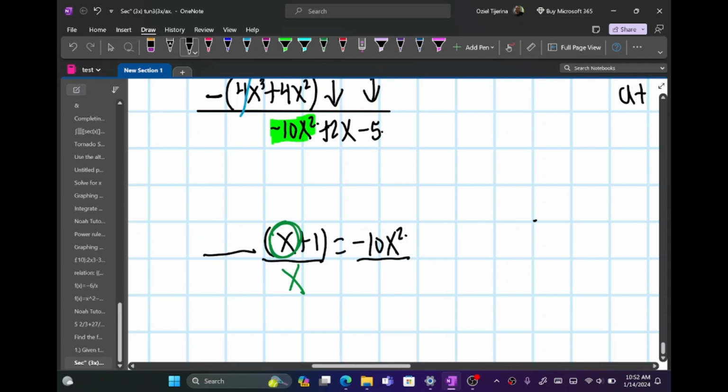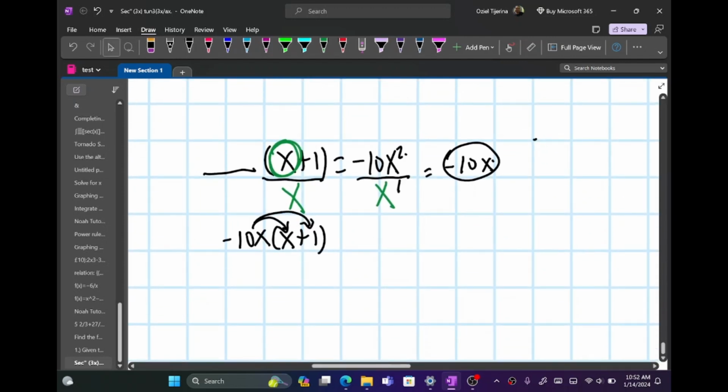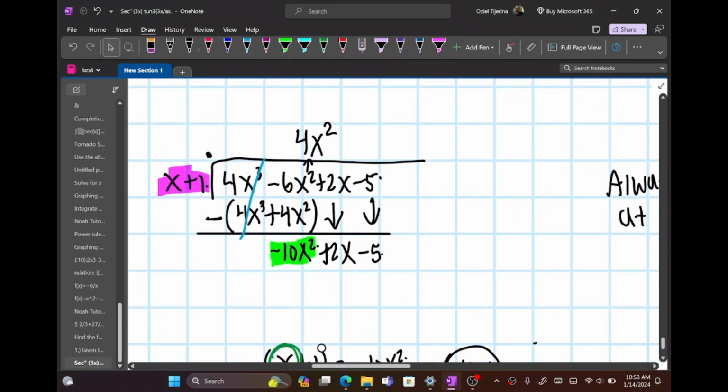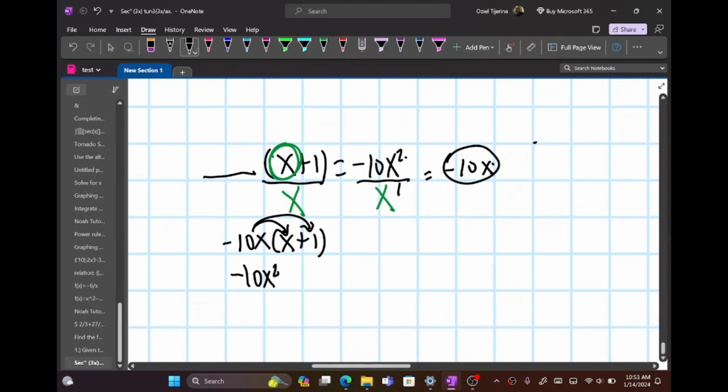This is kind of the same thing I did earlier, but in a different way. So I know that if I use laws of exponents again, this will give me negative 10x. So then I'm going to say negative 10x times x plus 1. As long as it gets rid of this negative 10x squared, that is all that matters. But you're going to distribute it again once you do that. So we're going to say minus 10x, and then we're going to distribute that to x plus 1. So this is going to be negative 10x squared minus 10x.